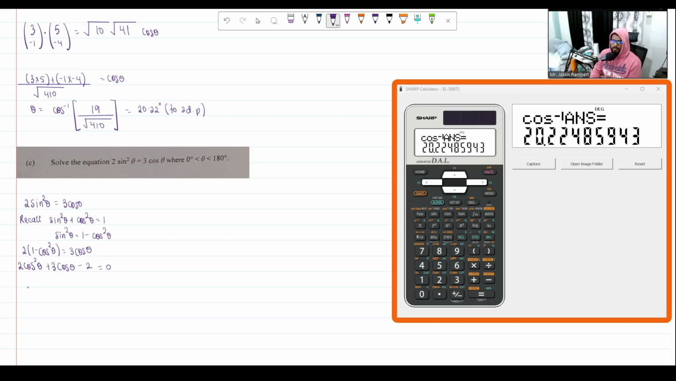So let's do the substitution. Let x be equal to cosine theta. I'm going to get 2x squared plus 3x minus 2 is equal to 0. I'll get 2x squared plus 4x minus x minus 2 is equal to 0. 2x into x plus 2, minus 1 into x plus 2, is equal to 0. Okay, x plus 2 into 2x minus 1 is 0. I get x is equal to minus 2, or x is equal to a half.